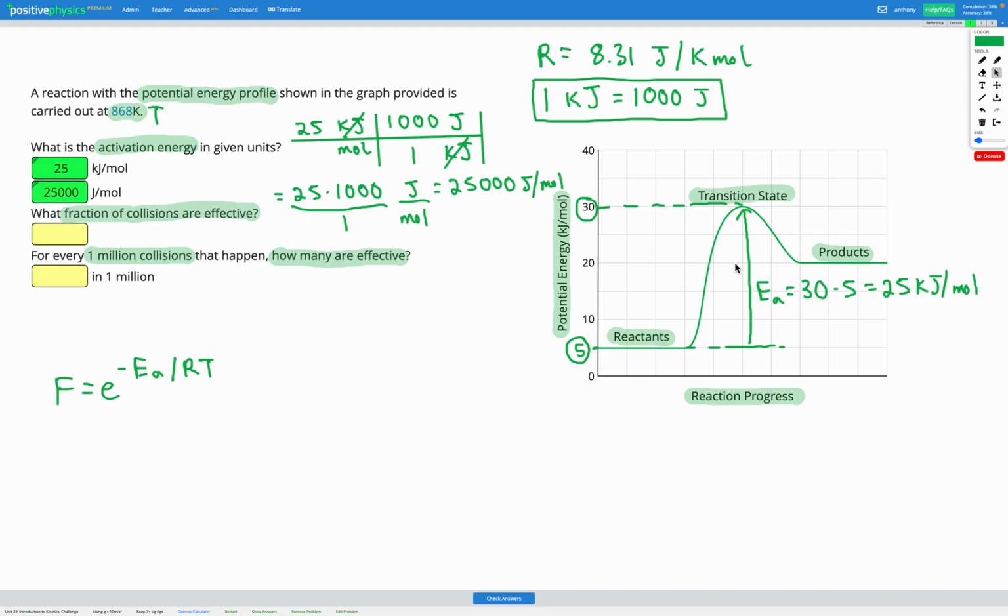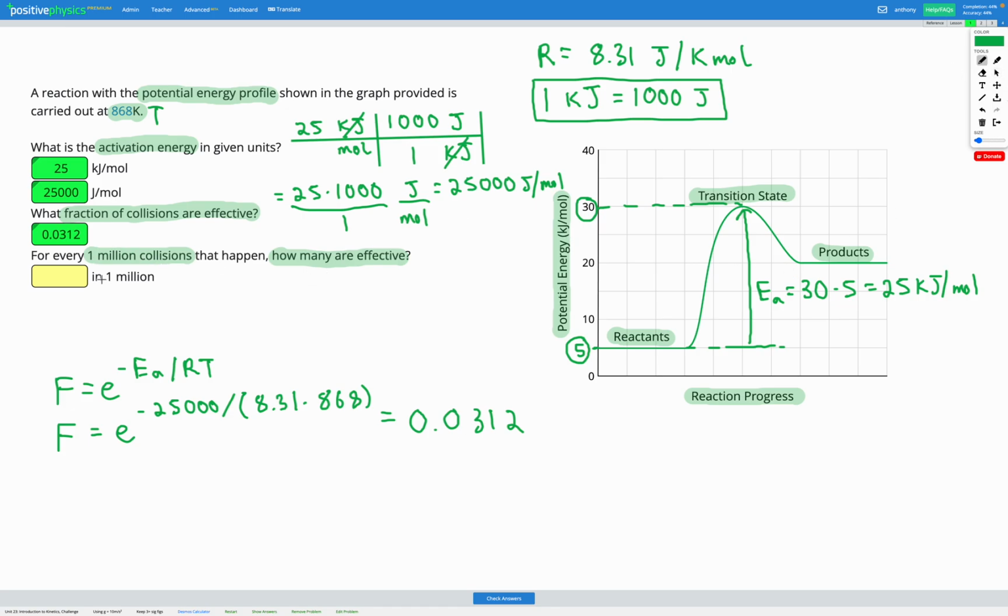Now we can use our equation to figure out what fraction of collisions are effective. It's already arranged for F, the fraction of effective collisions, so we can go ahead and put in the numbers. We've got e to the power of negative activation energy in joules per mole, which is 25,000, divided by R, which is our gas constant, 8.31, multiplied by T, the temperature in Kelvin, which is 868. If we put that all into our calculator, we're going to get out a fraction of 0.0312. Let's go ahead and fill that in our answer box here. So that's our fraction of effective collisions.